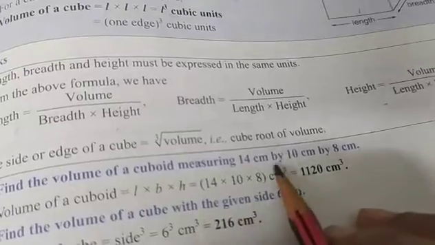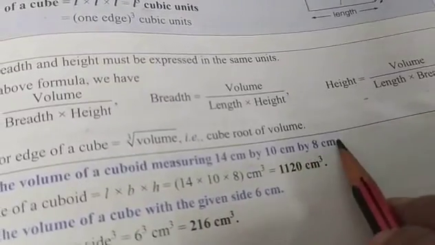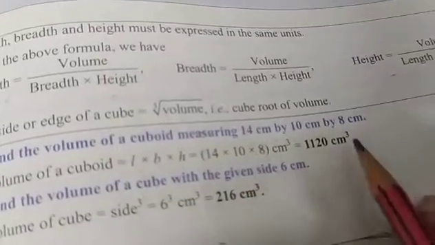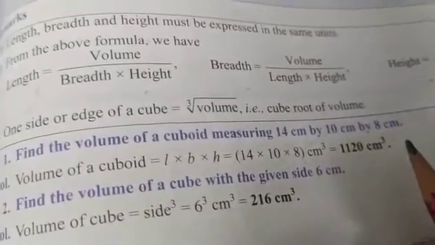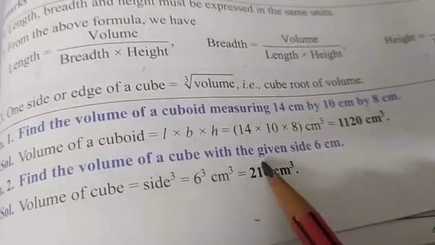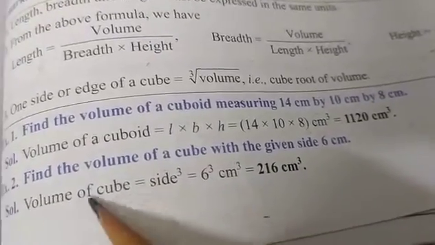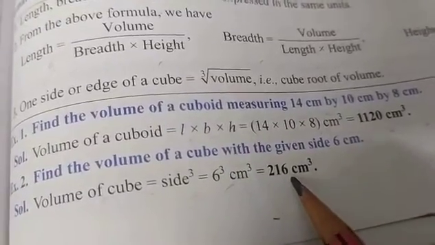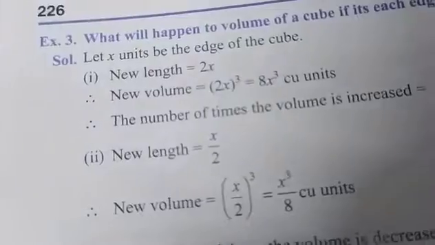Find the volume of cuboid measuring 14 by 10 by 8. Formula is length into breadth into height. 14 into 10 into 8 multiplied, 1120 centimeter cube is your answer. Next, find the volume of cube with the given side 6. Volume of cube is side cube, 6 cube. Cube of 6 is 216 centimeter cube.